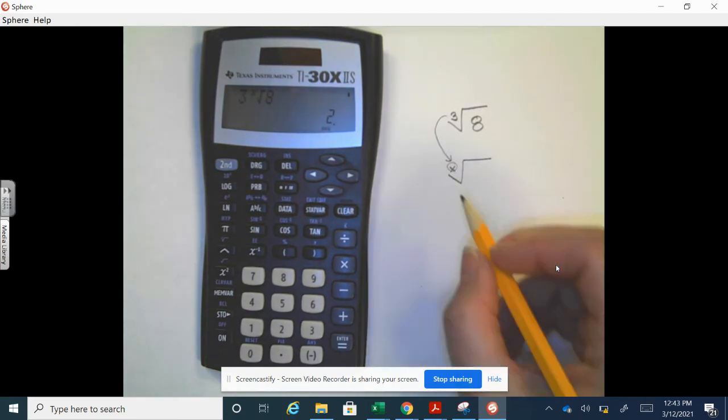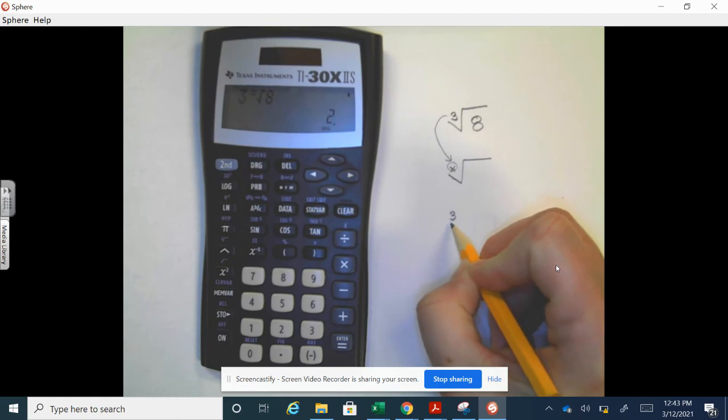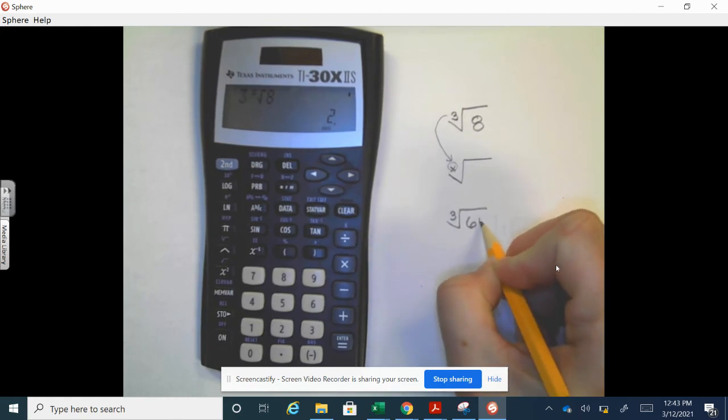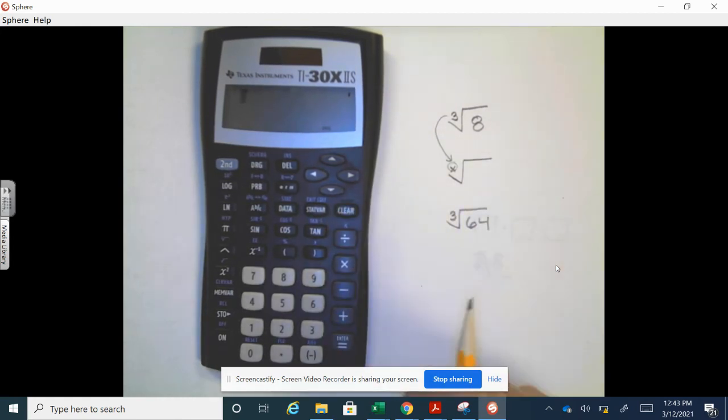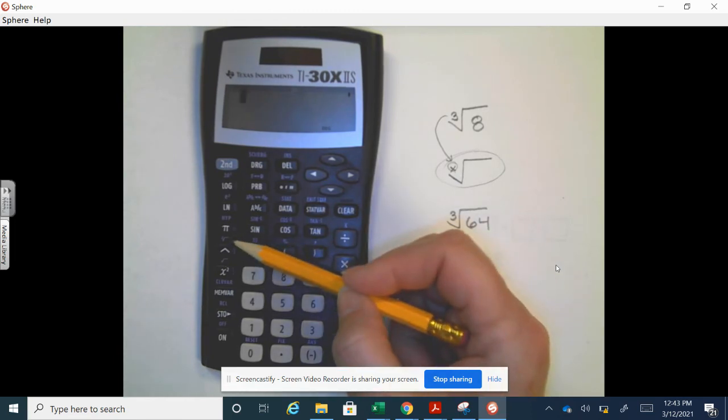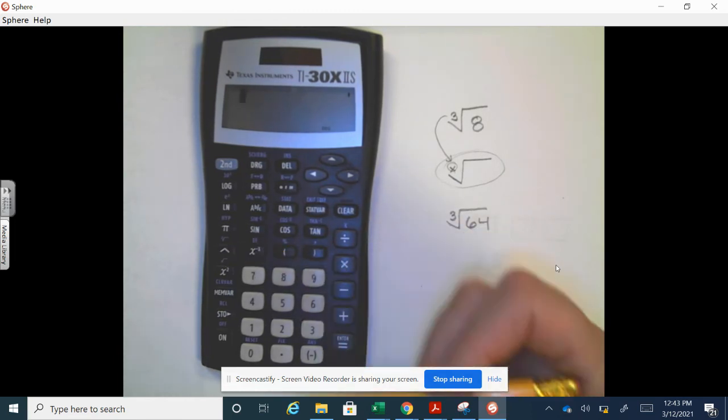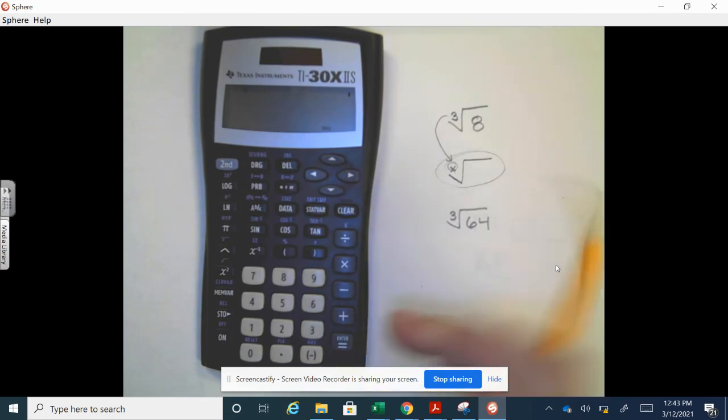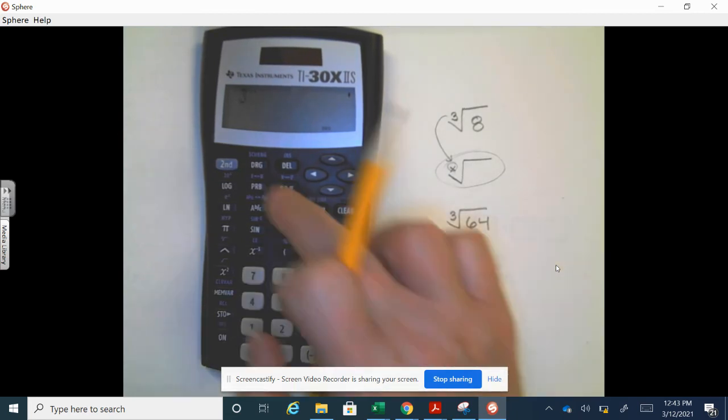Let's try another one. Let's try the cube root of 64. So clear your screen. And again, we're going to be using this root button. So it's right here. First thing we're going to do is say, okay, I want the cube root, and the cube root is a 3. Means we're going to be using a 3 in the spot for that x.